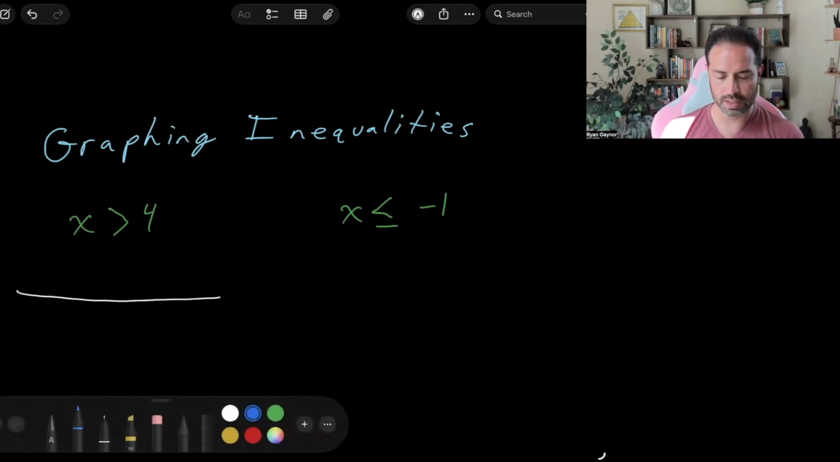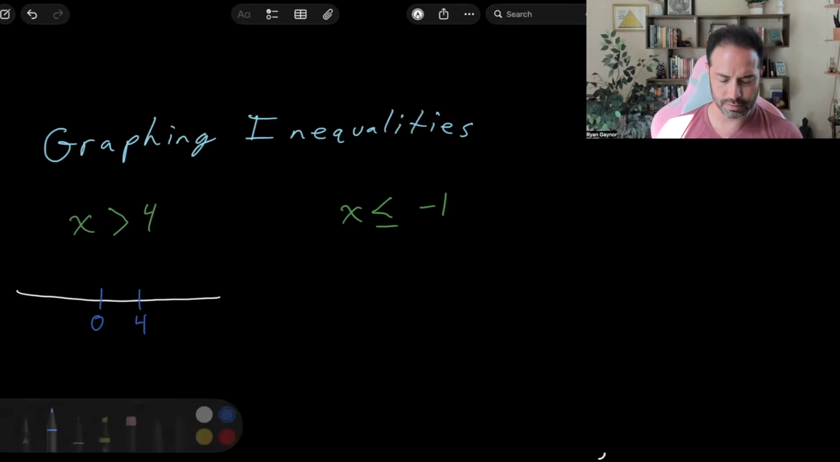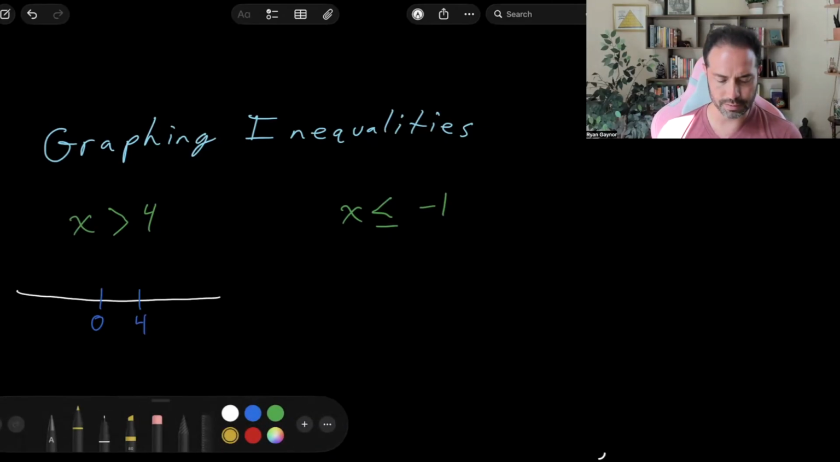Now, on your number line, you always want to have a 0. Then you want to have the number that we're talking about. So 4, and that would be on the right-hand side because to the right of 0 is positive. And then we're going to draw from there. So we're starting at 4, but we're not including 4 because it says x is greater than 4.